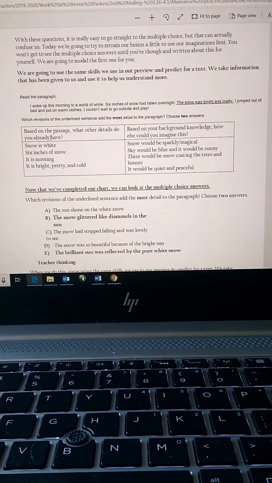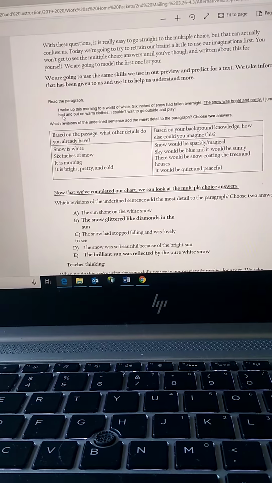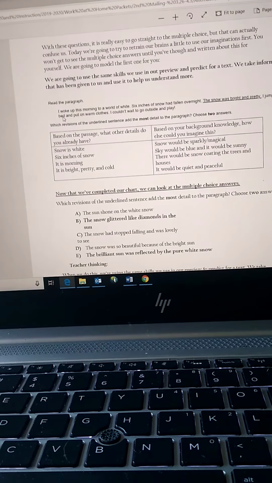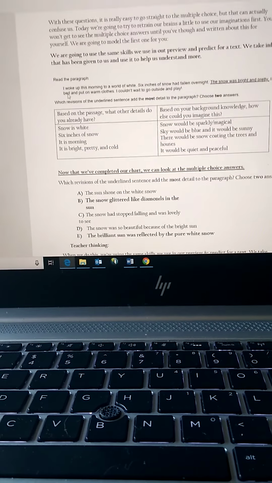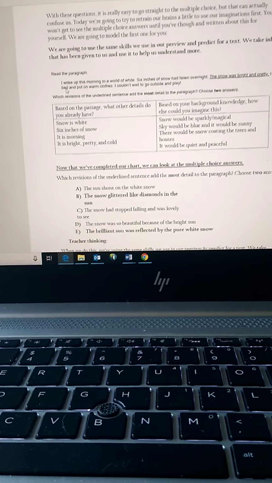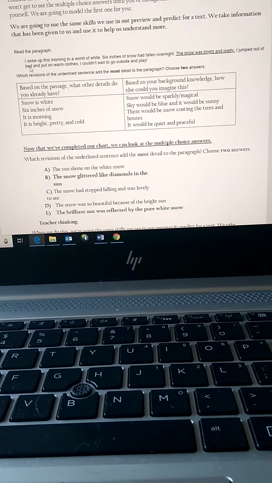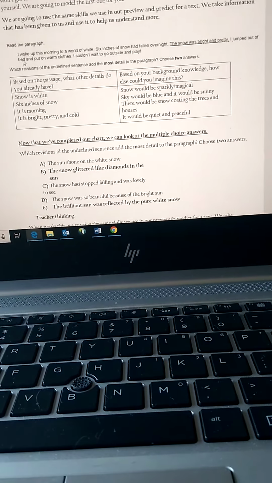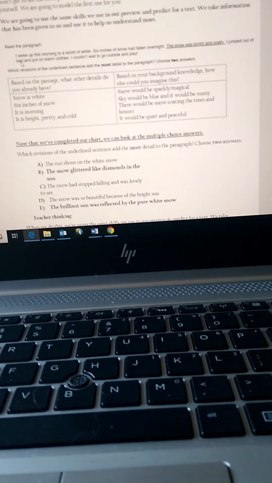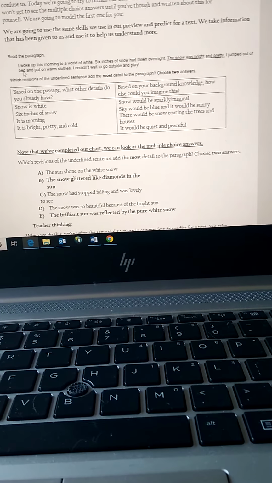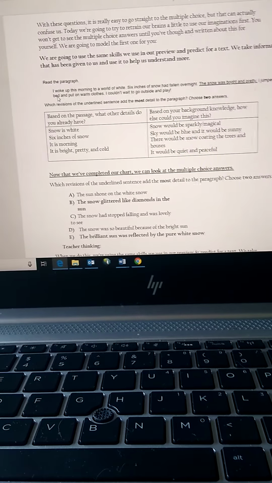So first we're going to read the paragraph. I woke up this morning to a world of white. 6 inches of snow had fallen overnight. The snow was bright and pretty. I jumped out of bed and put on warm clothes. I couldn't wait to go outside and play. The question is, which revisions of the underlined sentence add the most detail to the paragraph? Choose 2 answers. So first, before we even look at the answer choices, we're going to fill out this chart.